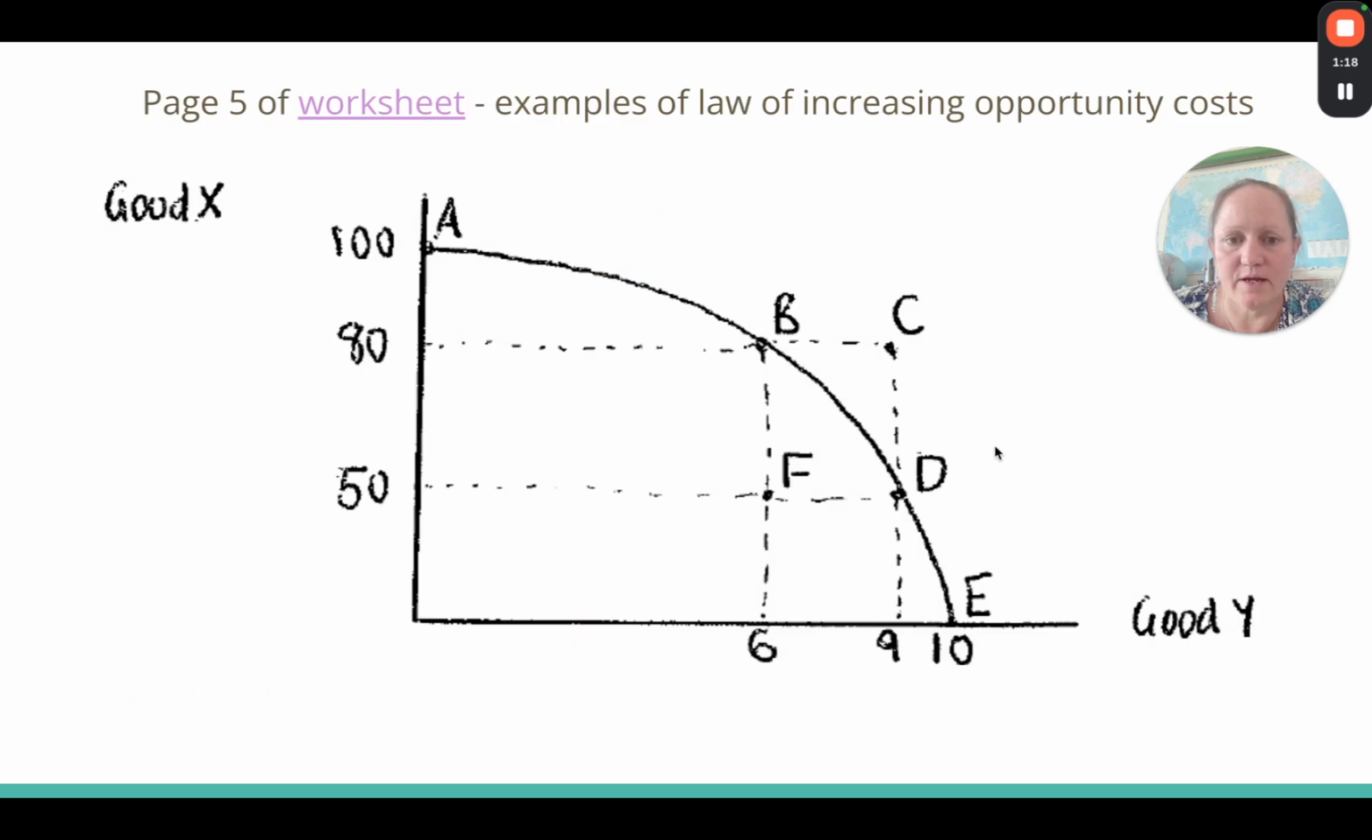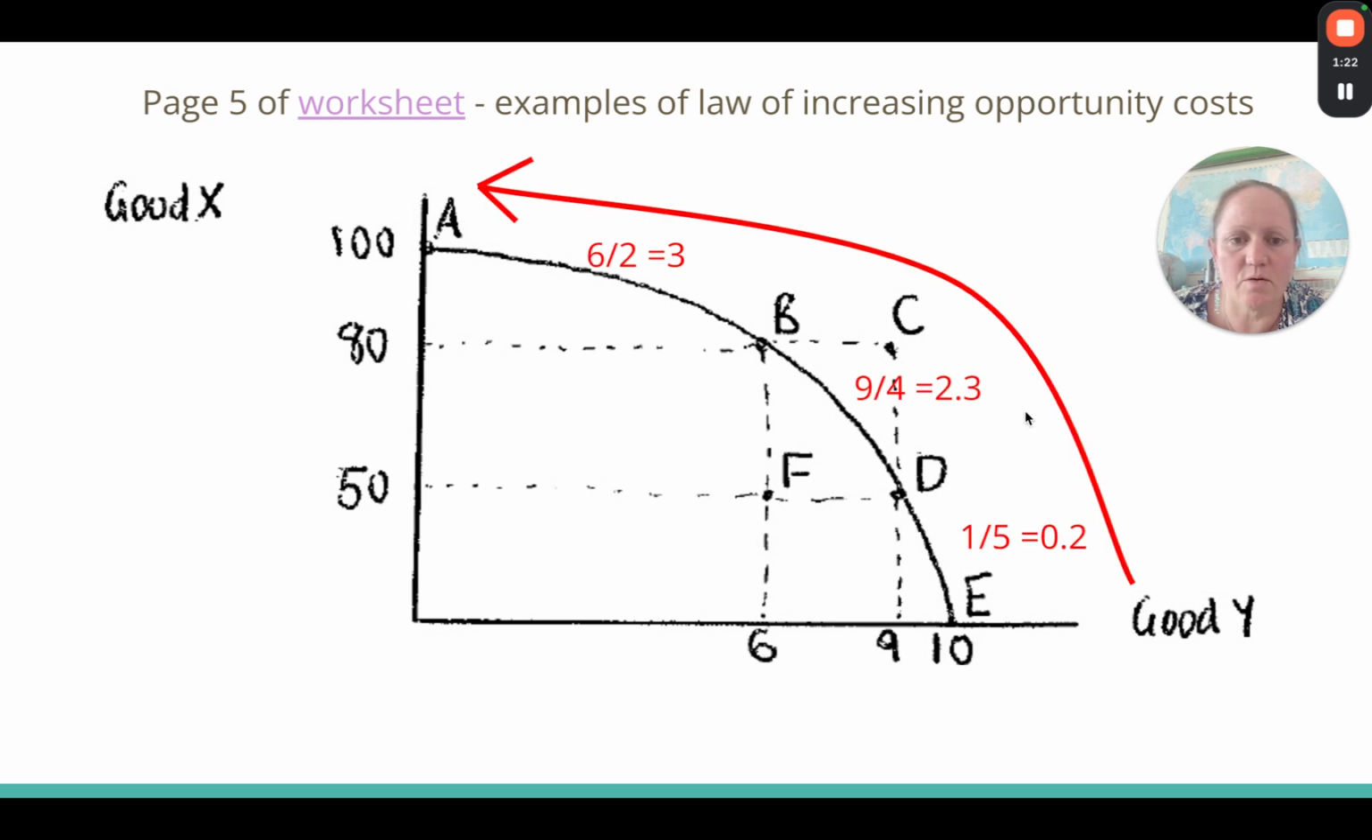This example here puts some numerical values onto this. You can see as we go up, we can increase from E to D, and then from D to B, 2.3, and from B to A, 3. As you move up the curve, at first you only have a small opportunity cost, but as you move into more and more production of good X, you're going to see increasing opportunity costs.